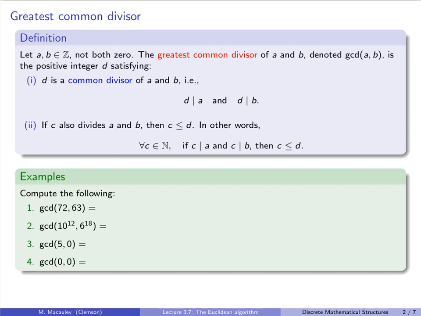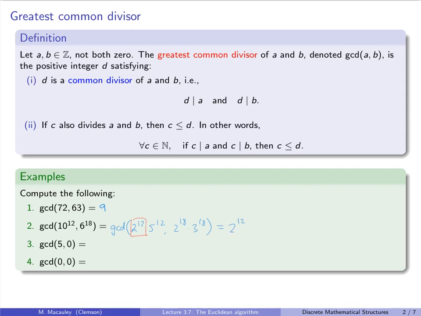First of all, the GCD of 72 and 63 is 9, because 72 is 9 times 8 and 63 is 9 times 7. The GCD of 10 to the 12 and 6 to the 18th: let me just factor this a little bit. 2 to the 12 times 5 to the 12, and 2 to the 18 times 3 to the 18. So notice that this 2 to the 12 is the largest factor of both of these, so that is the GCD, 2 to the 12.